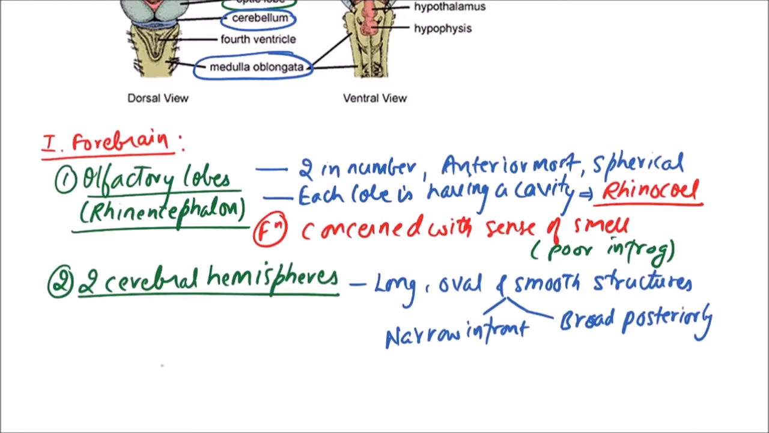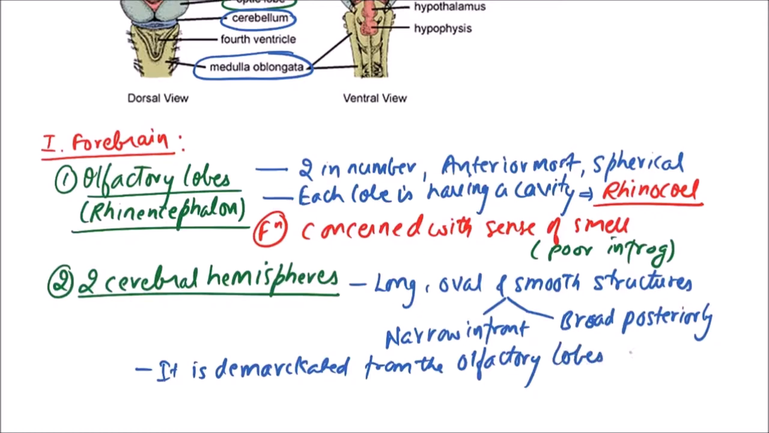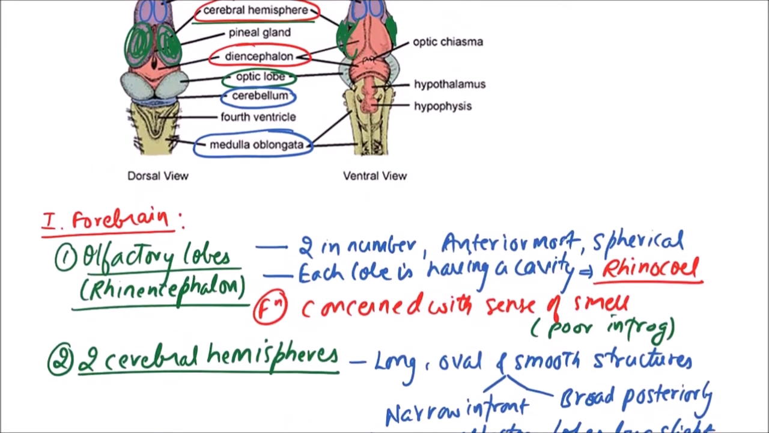Then it is demarcated from the olfactory lobes by a slight constriction. We can observe this constriction here. This is the slight constriction. This can be viewed here. This is the slight constriction sidewise.